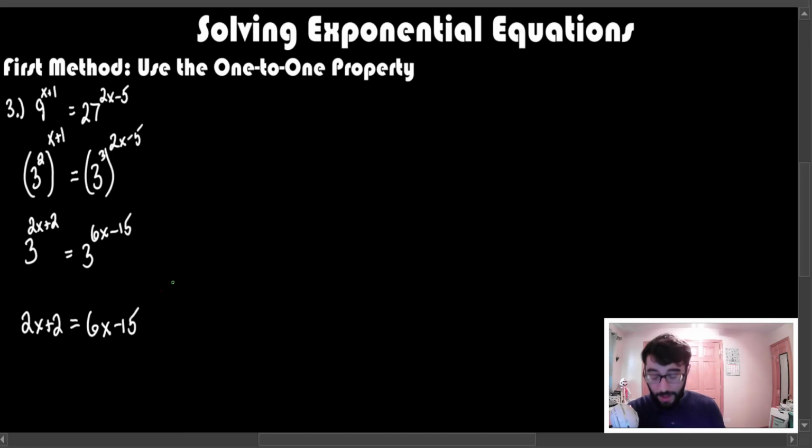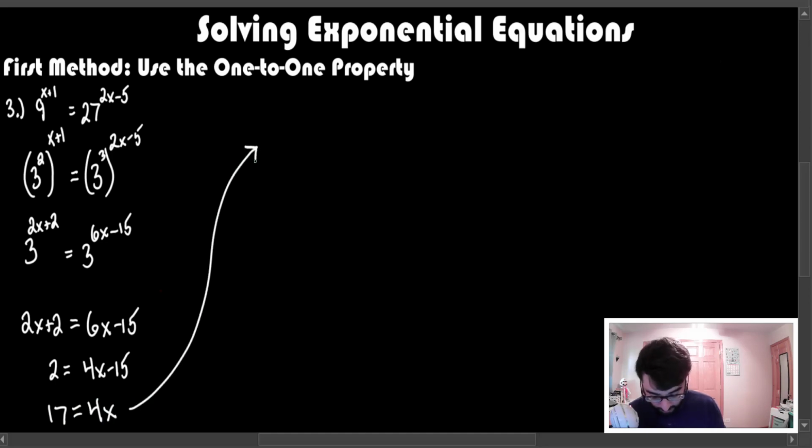And now I can solve this because, maybe this is from algebra 1, we can do this. All right, so I'm going to subtract 2x from each side to get 2 is equal to 4x minus 15. I'm going to add 15 to each side to get 17 is equal to 4x. Let me finish up here. I'm going to rewrite that actually. 17 is equal to 4x. And now all I've got to do is divide by 4 and I'm done. So x is equal to 17 over 4.